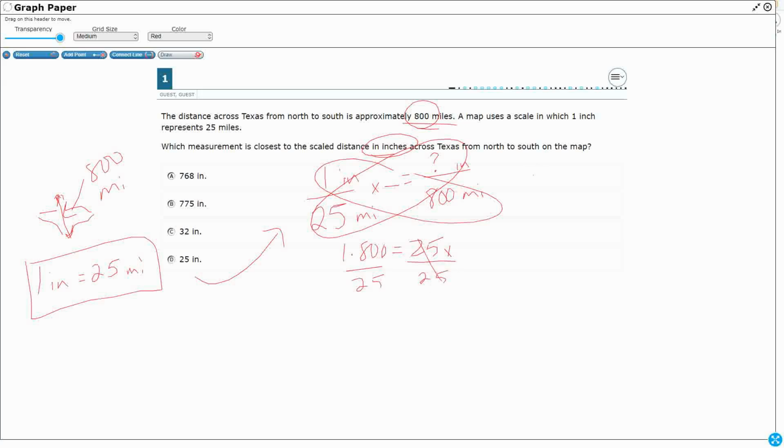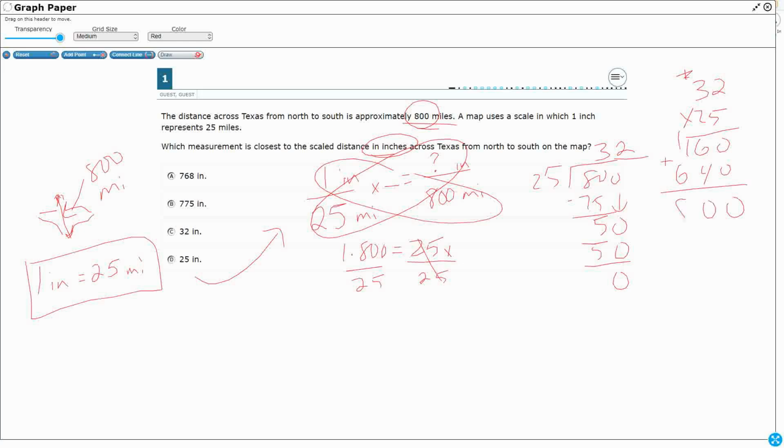All right, so if we go 25 into 800, let's see, 3 is 75, and then that's a 50. So that's going to be 2. So it looks like that is going to work in regards to 32. And if I wanted to, I could double check 32 times 25. It's going to be 10, 15, 16, and that's going to be 4, and that is going to be 6. And there we go, there's your 800. All right, so 32 looks like that works.